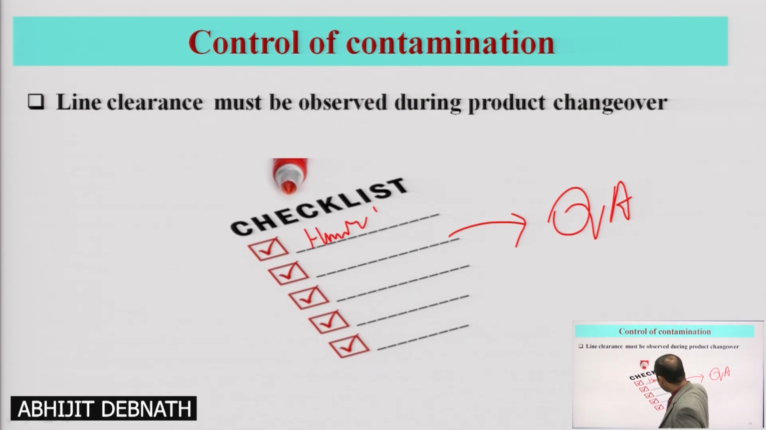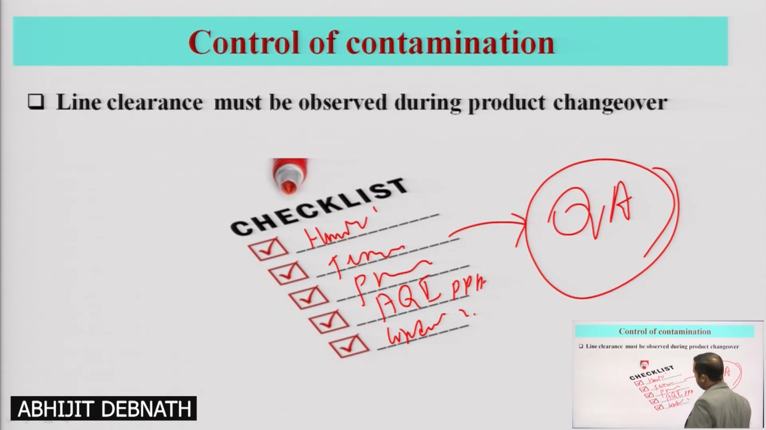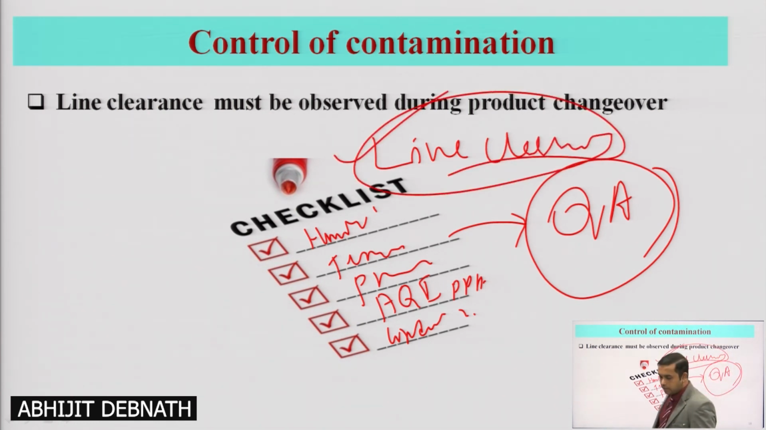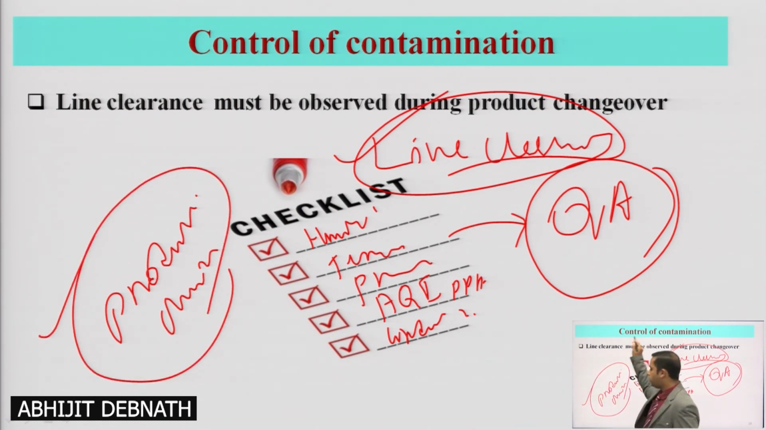humidity, temperature, pressure, the presence of air quality index, which we calculate in ppm, and unwanted substances. Such a checklist will be there, and the QA chemist will check all of it and then give the approval called line clearance, so that the production chemist can start their production activity.